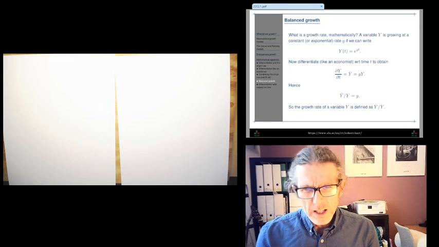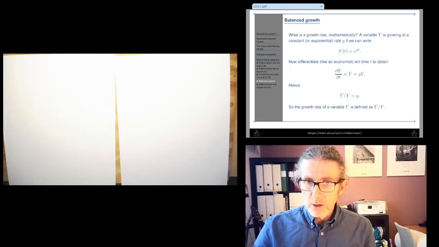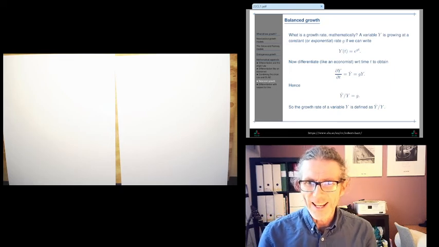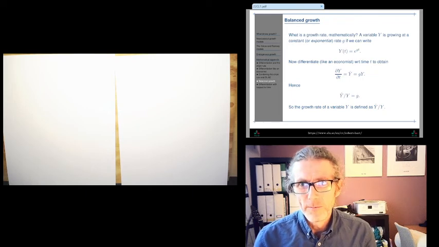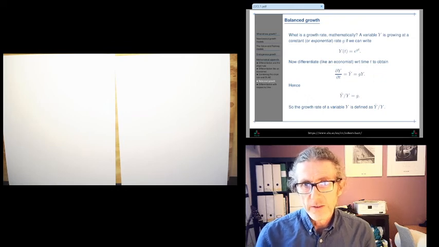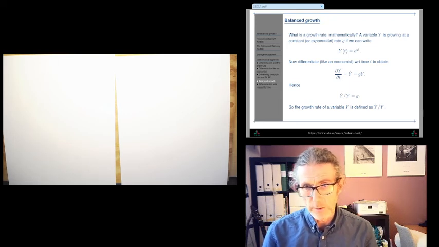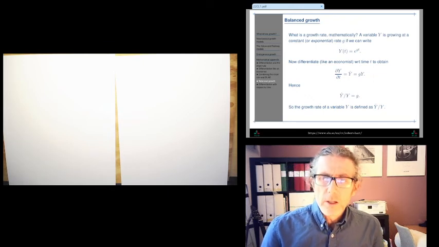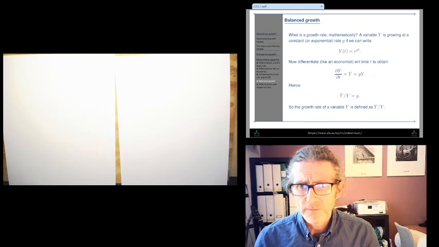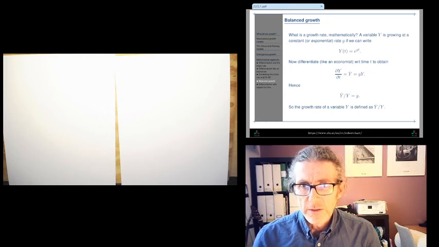But in balanced growth, we have all these constant growth rates. Okay, but what is a growth rate? Well, we say that a variable y is growing at a constant or exponential rate g if we can write y of t equals e to the gt, where e, of course, is 2.71 and so on. So that's one definition of constant growth.